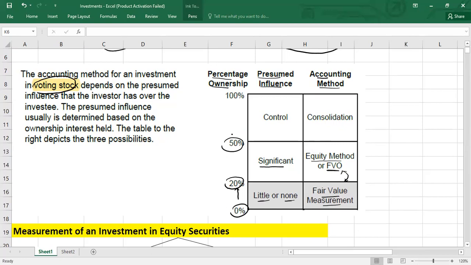But if your percentage of voting rights is more than 50% up to 100%, it means you have control over the investee. Here consolidation is required. What consolidation is, we will see in a future video. So what we are going to cover today is this portion: what if your voting interest is between 0 and 20%, and how to use fair value measurement to account for this investment. So here we go.